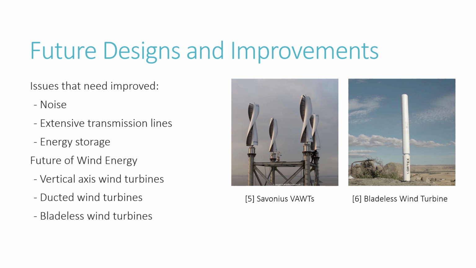Finally, bladeless wind turbines, they have no blades, no harm to wildlife, limited noise, and less parts that require maintenance. These work by using the vibration caused by vortices in the airflow passing by the tower.